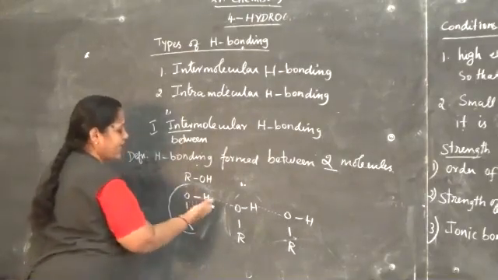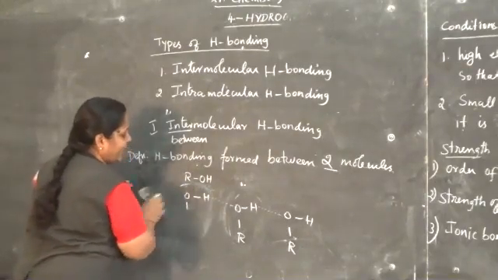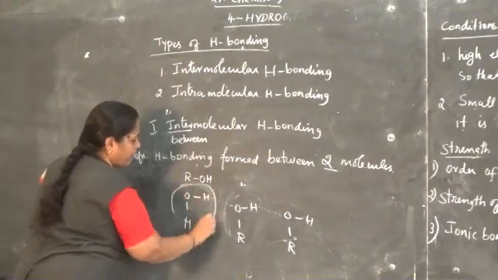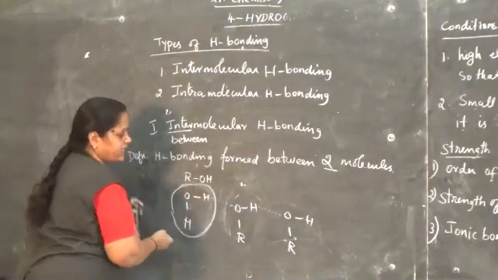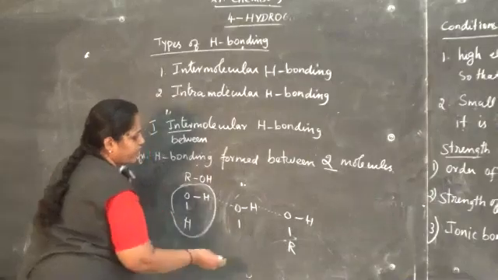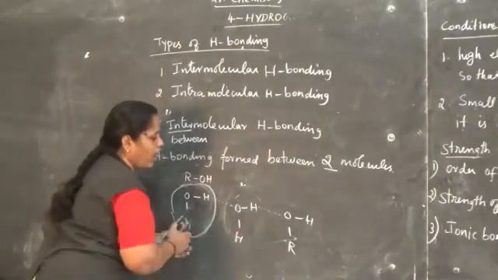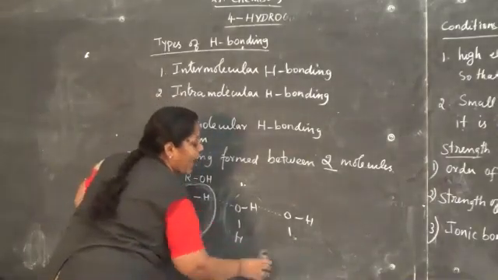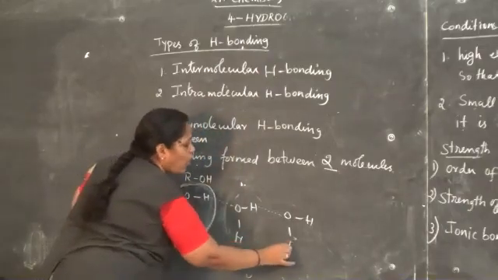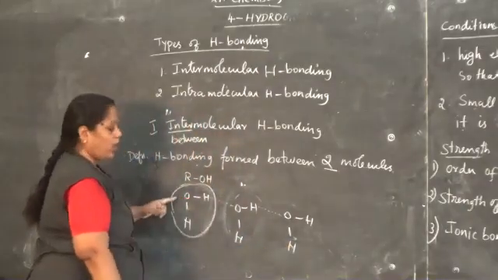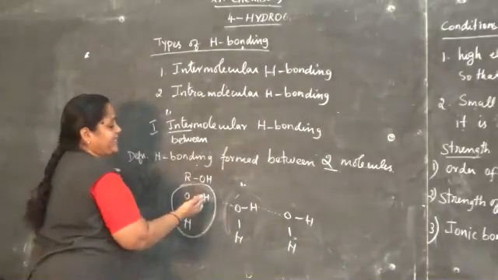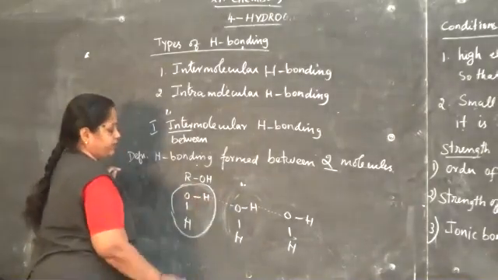Instead of this alcohol, if I write here H, what is this formula? It is water. Yes or no? Yes. So, it is water. So, water also forms intermolecular hydrogen bond. It forms strong intermolecular hydrogen bond. That's why it exists in the form of liquid.